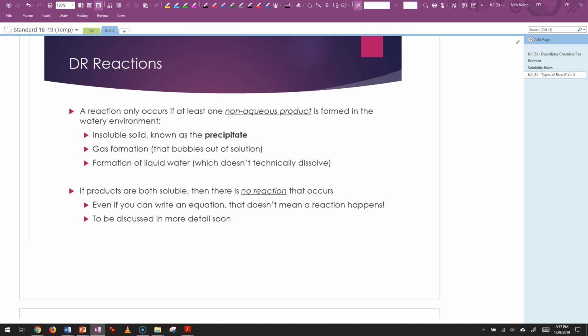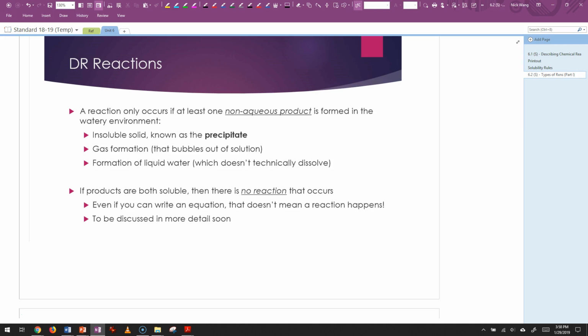This is a term that you want to go ahead and know as well. So that precipitate is something that comes out of the solution. Gas formation can sometimes occur as well, where it bubbles out, right? So the gas is going to just leave the solution. It's not dissolved. It's in there for a moment, but then it bubbles away. Or sometimes it forms liquid water. Well, it happens from time to time. But liquid water doesn't really technically dissolve. It's not aqueous, so we don't really consider it to be aqueous. So that's considered also as a non-aqueous product.